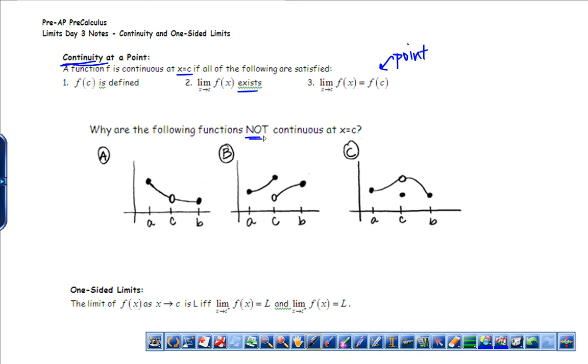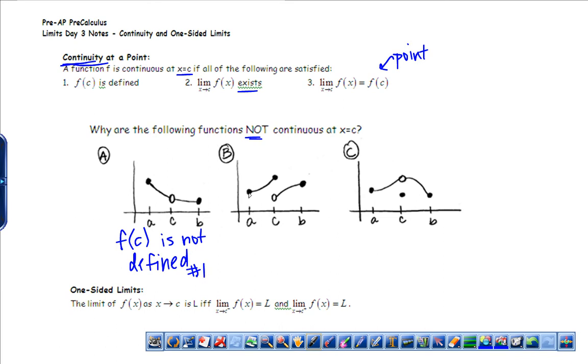Why are the following functions not continuous at x equals c? I've given you this first graph. As you approach c from the left side, we approach this hole. We approach c from the right side, we approach this hole. So we're approaching a hole basically. So f of c is not defined because we're approaching a hole, and I would say this is because of number 1.